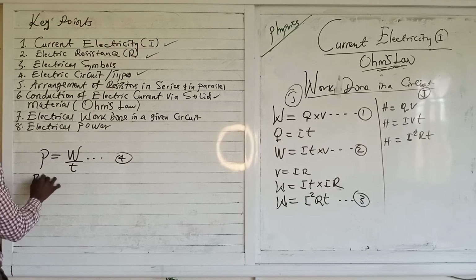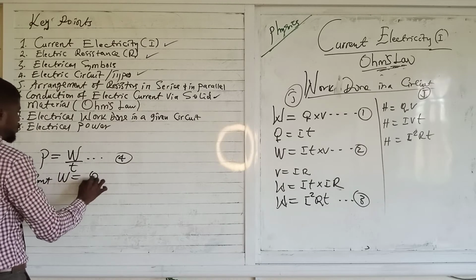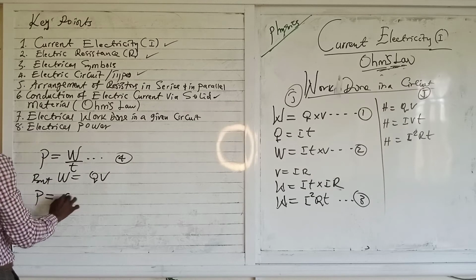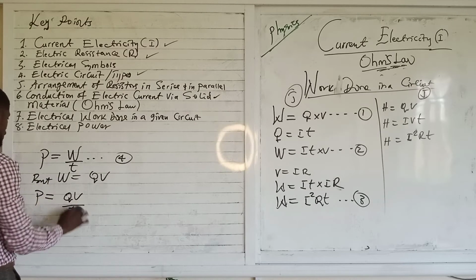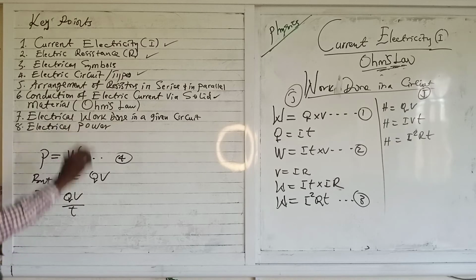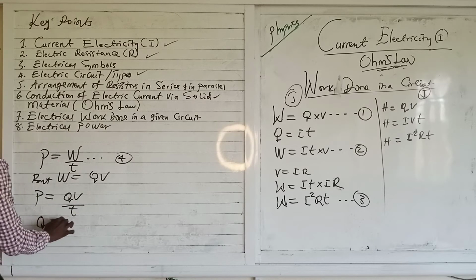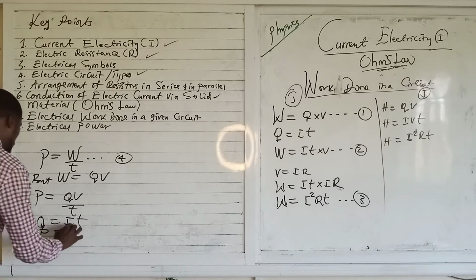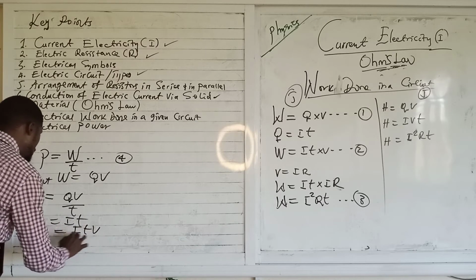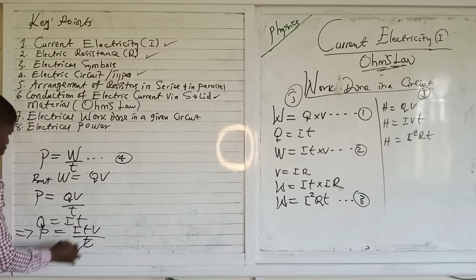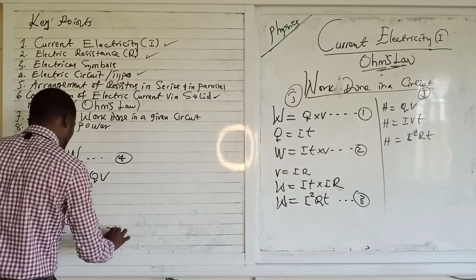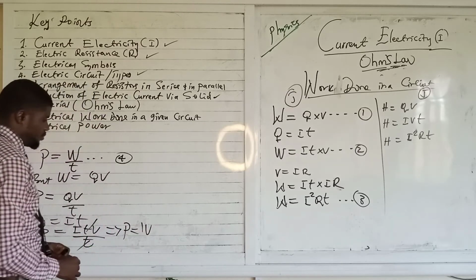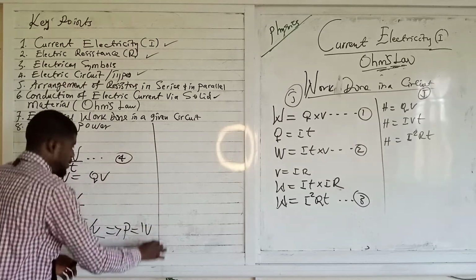But W is given as QV. So we are going to say that P is equal to what? QV all over T. Recall again that your Q is equal to what? IT. So it implies that P is equal to what? ITV all over T. This will cancel this T. And so this implies that your power P is what? IV.